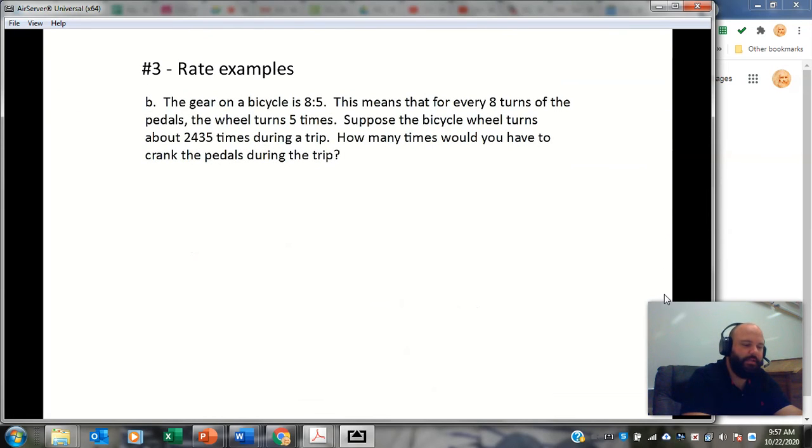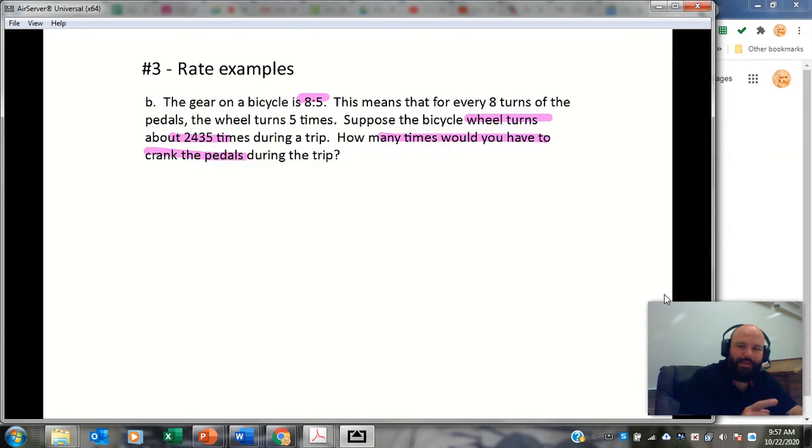Here's another rate example. It says the gear on a bicycle is 8 to 5. That means that for every 8 turns of the pedals, the rear wheel turns 5 times. So suppose the bicycle wheel turns about 2,435 times during a trip. How many times would you have cranked the pedals during the trip? So again, we need to take the information that we have. You can see the bicycle gear ratio is 8 to 5, and it says the wheel turns 2,435 times, and they want to know how many times would you have to crank the pedals.